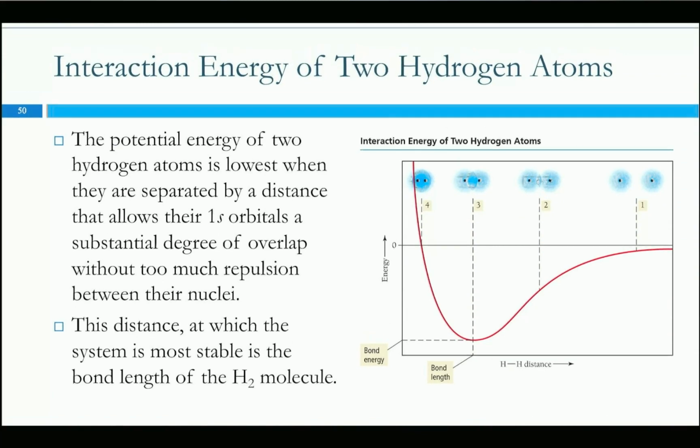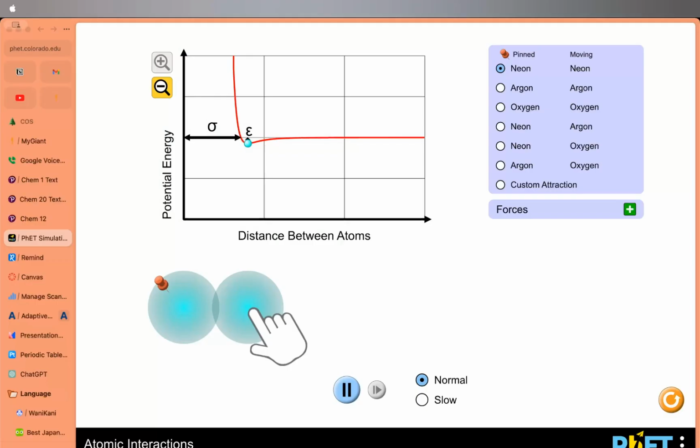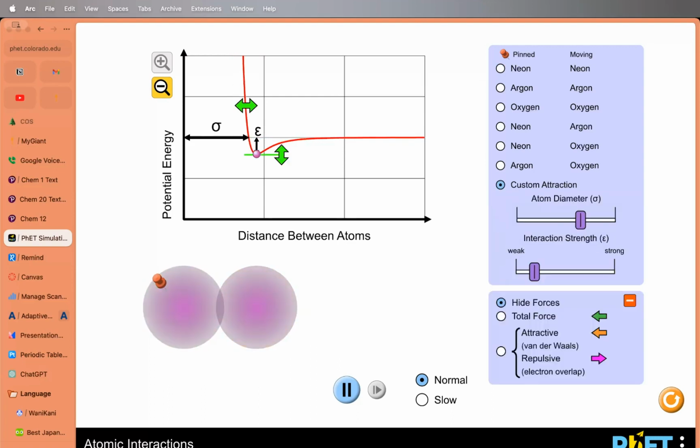So, a simplified diagram of the potential energy between two hydrogen atoms. Oh, actually, there's a fun simulation of this on PhET. Let's see, where is that? I missed it. Oh, here we go. Atomic interactions. So yeah, these atomic interactions. And so I can take this atom and I can push it closer. Let's see, can I change? Let's do custom attraction. There we go.